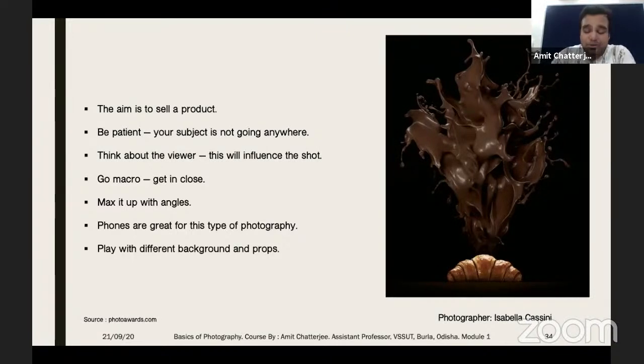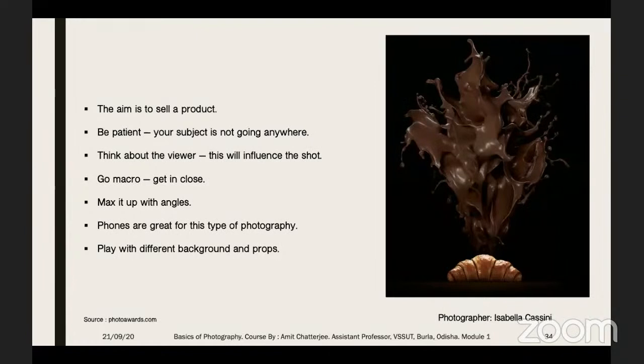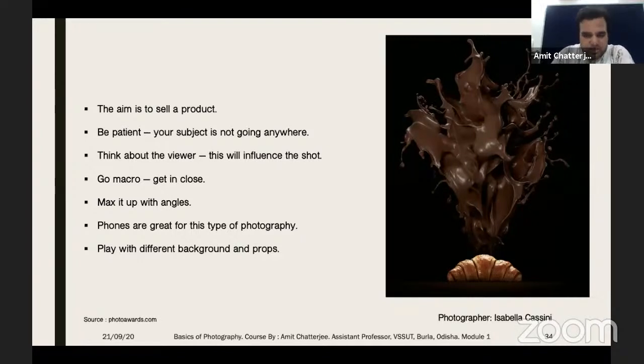One good thing about this is the subject isn't running anywhere. Like wildlife photography, the subject might be gone after some time. In food photography or product photography, the subject just lies there, so you can take photographs. And you can go macro. Macro is another genre of photography that we'll be talking about right after this. It's when you go really close, or when you go really into some kind of object and take photographs that are not usually visible to the naked eye. That is called macro photography.